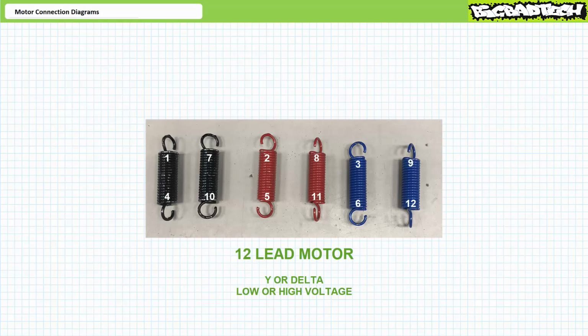12-lead motors are characterized by 6 individual isolated windings with both ends of each winding accessible: windings 1-4, 2-5, 3-6, 7-10, 8-11, and 9-12. Given your understanding of the previous content, you'll no doubt see the utility of 12-lead motors and that they are truly customizable and can be configured as low voltage Ys, high voltage Ys, low voltage deltas, or high voltage deltas.